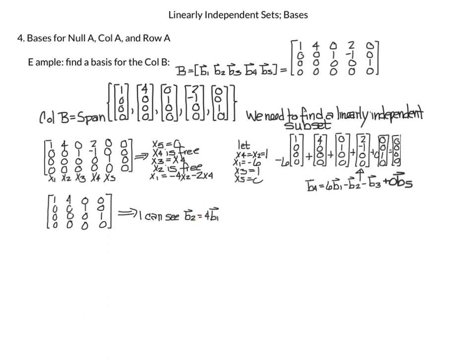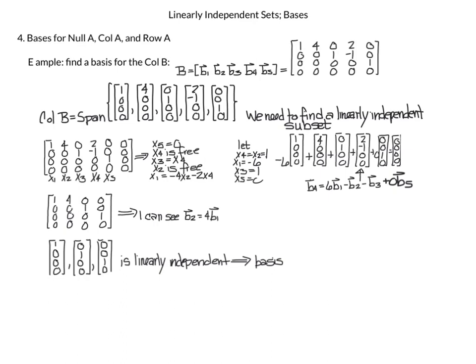And I can see that just looking at this matrix, b2 is equal to 4b1. So I can eliminate now the second vector. Once I eliminate the b2 vector, I am left with 1, 0, 0, 0, 0, 1, 0, 0, and 0, 0, 1, 0. In other words, I'm left with e1, e2, and e3. We know they're linearly independent, and you can certainly verify that if you'd like, and they span the space, and therefore they are a basis.